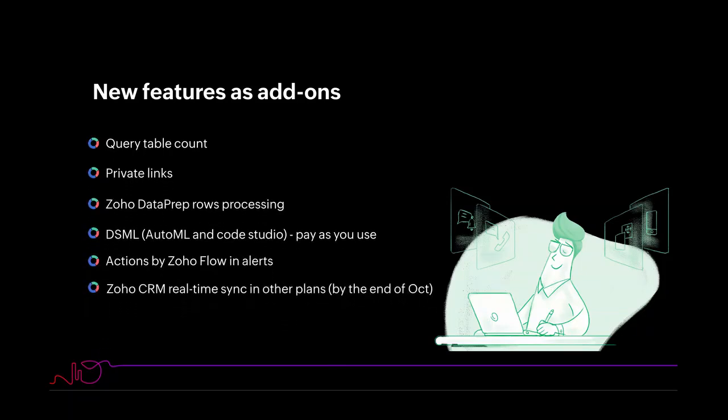There will also be add-ons available for those who wish to extend certain features such as query table counts, private links, and data preparation row processing. Additionally, Zoho CRM real-time sync, which I discussed earlier, will be available in the enterprise plan and is planned as an add-on in the other plans.